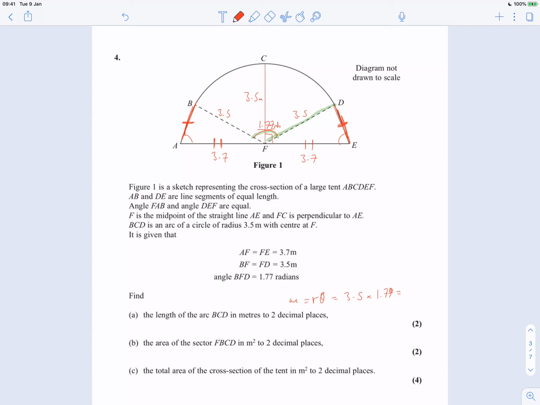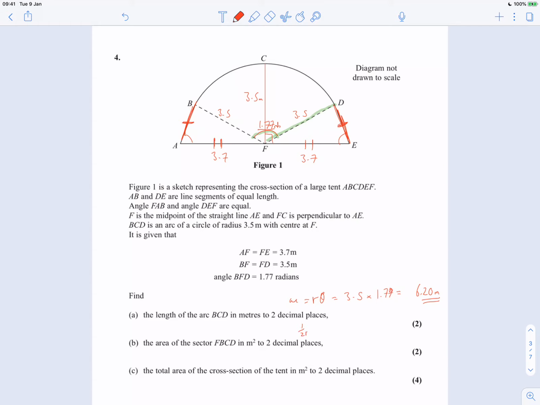That is, to 2 decimal places, 6.20. Is it meters? Yes, meters, to 2 decimal places. The answer in your calculator gives 6.195, but that rounds to 6.2. Okay, find the area of the sector FBCD. Okay, that's also easy.